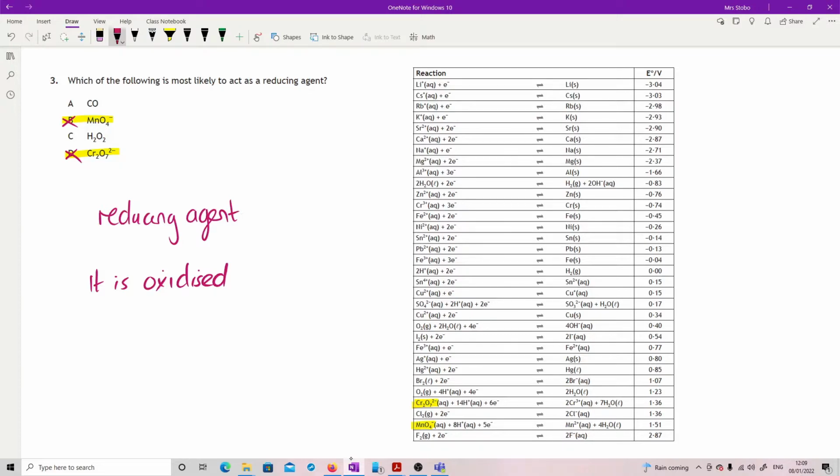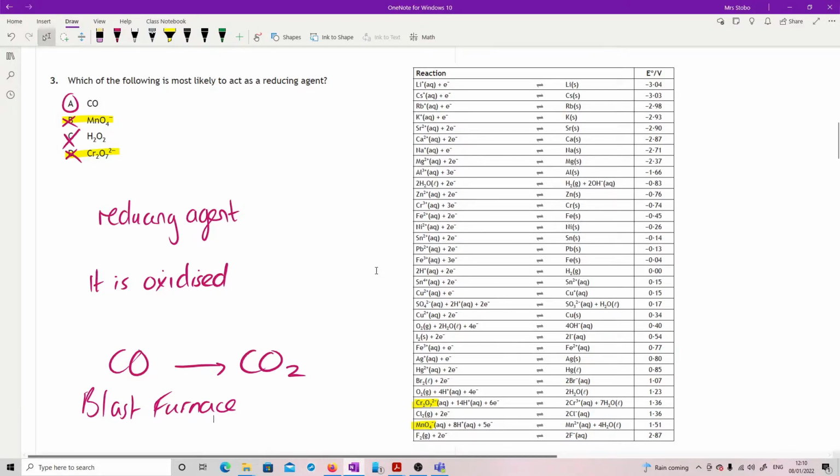Now, you actually have this as a content statement that hydrogen peroxide can be used as an oxidizing agent. So if it's being used as an oxidizing agent, it is being reduced. So it's not hydrogen peroxide, which leaves us with our carbon monoxide. That's what's happening basically when it's being oxidized. We should know that that's a further oxidation, and you may remember it just straight as CO from the blast furnace in Nat 5. It's not the nicest question.